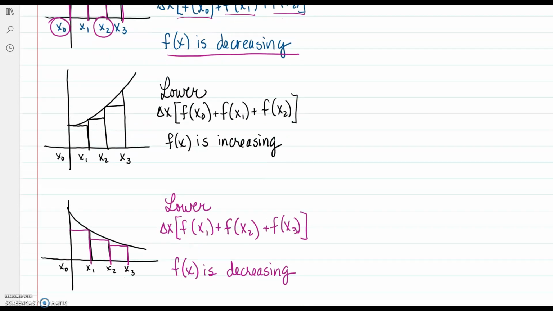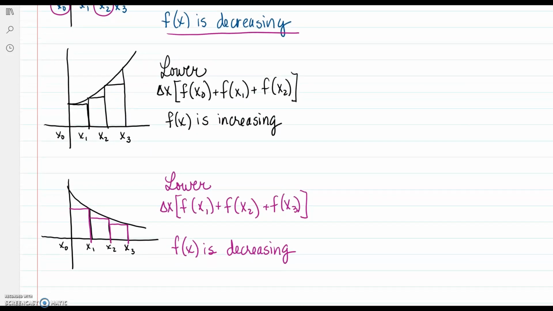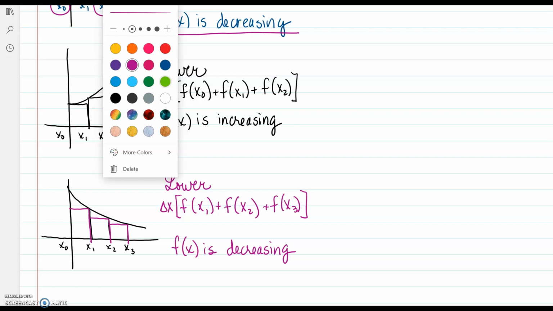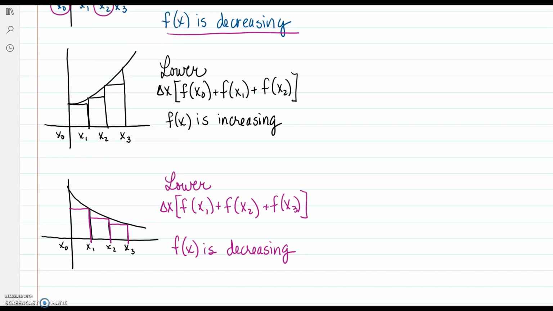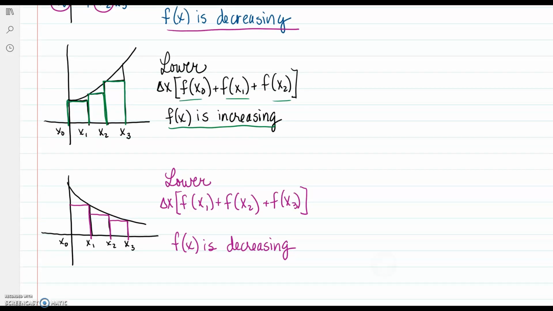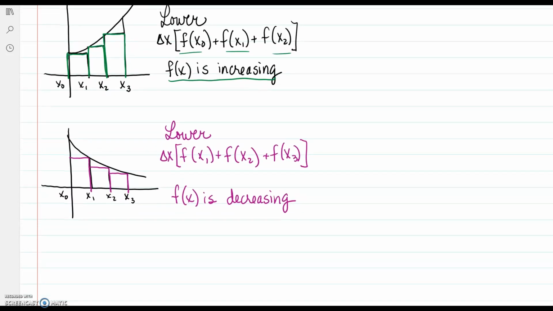This works the same way if I want lower. I'm going to change my colors out. Let's go back to green. There we go. Okay, so again, I have an increasing function. So if my function is increasing, any f of x to the left is going to be lower than an f of x to its right. So I'm using f of x0, f of x1, and f of x2, add up, times my change of x, and lower if my function is decreasing.